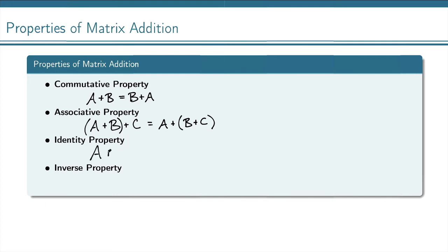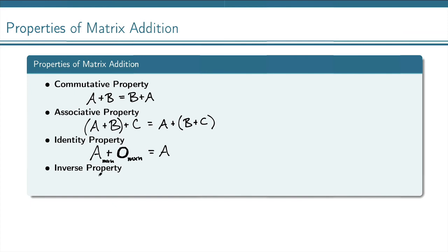So I'm going to say A plus 0. And to indicate that this 0 is a matrix, I'm going to put a little subscript, m by n. And that will equal A, where A is also an m by n matrix. And so if you add a matrix of all zeros, of course, that's not going to change the matrix.